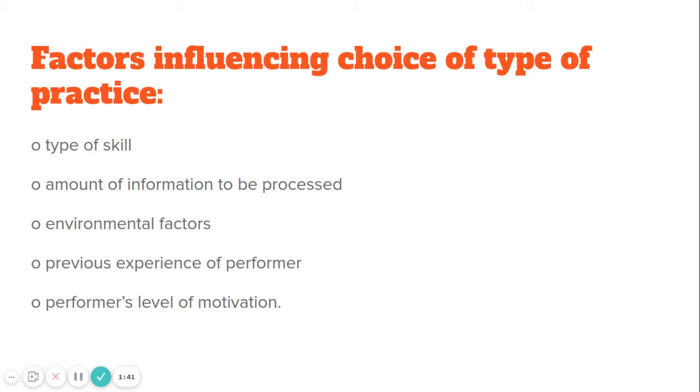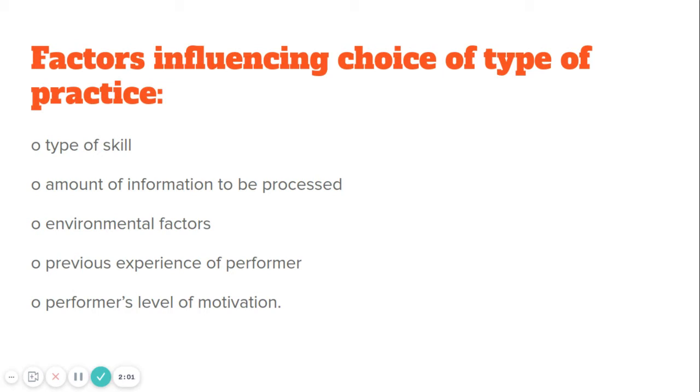You also need to look at the previous experience of the performer. Are they a beginner? Are they a pro? And we've spoken about the differences in those in our previous assignment, so you can identify how that might affect a performer moving forward. And then we also spoke about a performer's level of motivation in our previous assignment.